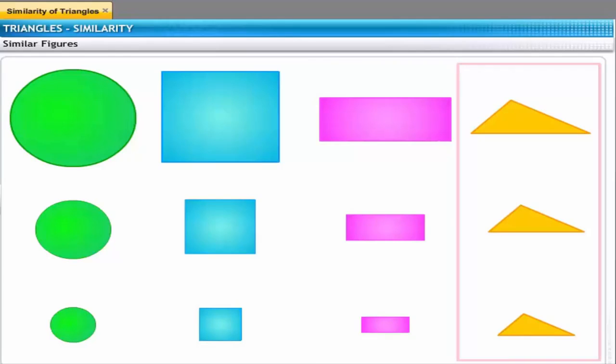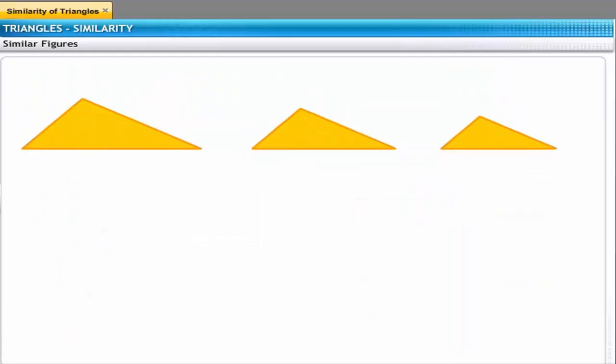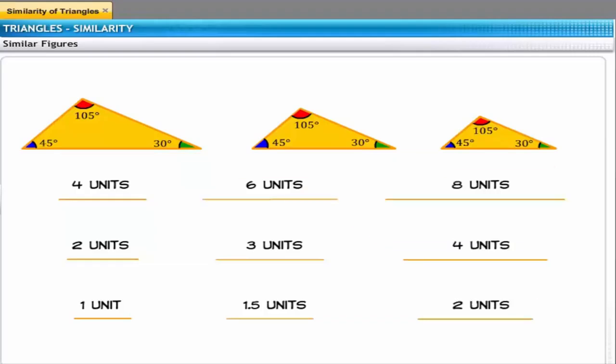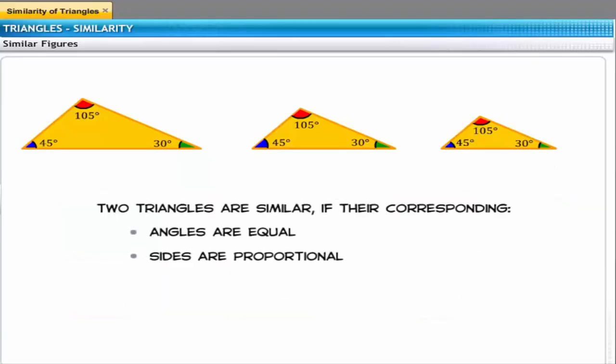Now, let's check the similarity of triangles. On measuring the angles, we find that the corresponding angles are equal. On measuring the lengths of the corresponding sides, we find that the three pairs of corresponding sides are proportional. For two triangles to be similar, the corresponding angles must be equal and the length of the corresponding sides must be proportional.